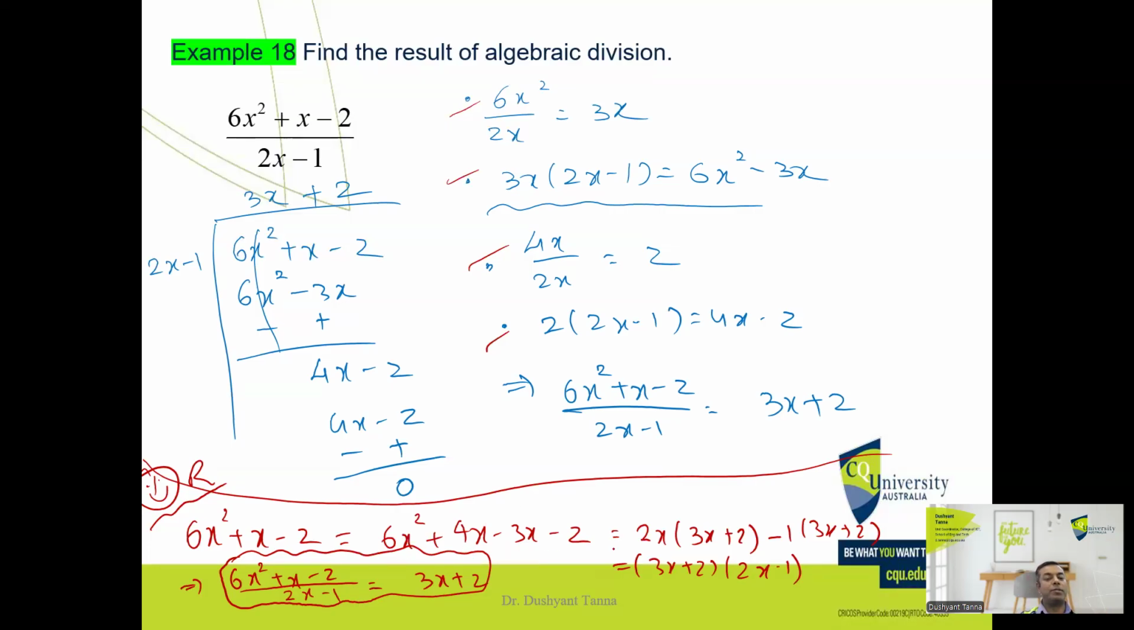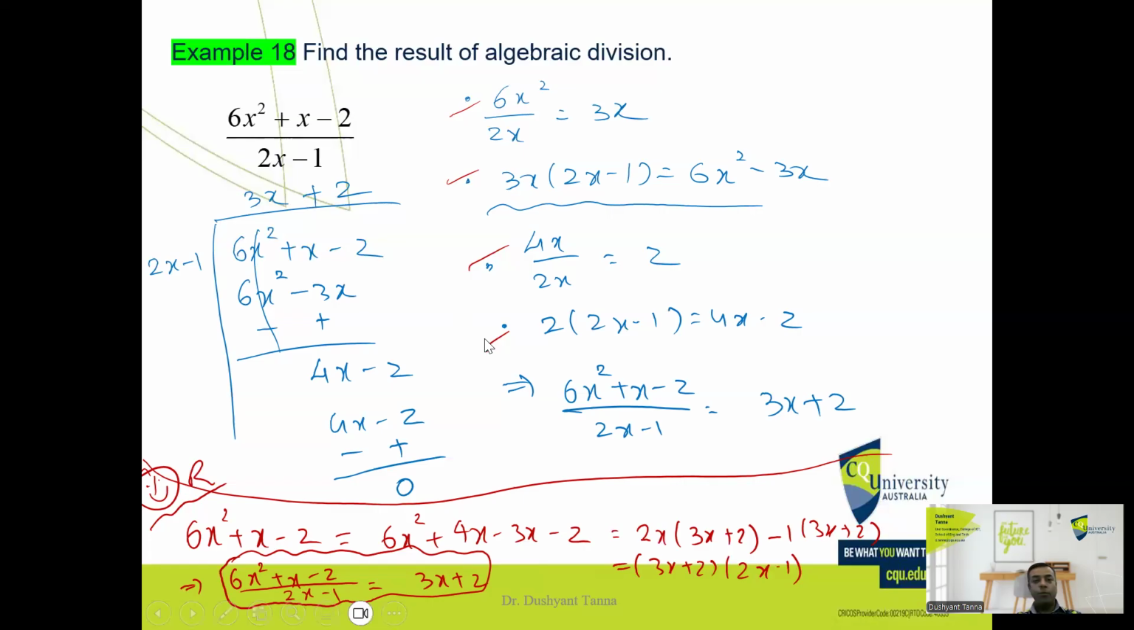Right, and then we make pairs. So 2x common and 3x plus 2, minus 1 common and 3x plus 2, then 3x plus 2 is common, and we call it 2x minus 1. So 6x squared plus x minus 2 has two factors, 3x plus 2 and 2x minus 1. Once you divide by one of them, the answer is the other one. Cool. Don't worry if you don't understand that. But if the question does not specify using long division, algebraic division or polynomial division, then you can adopt any method you like.